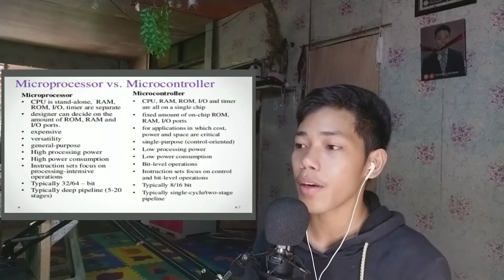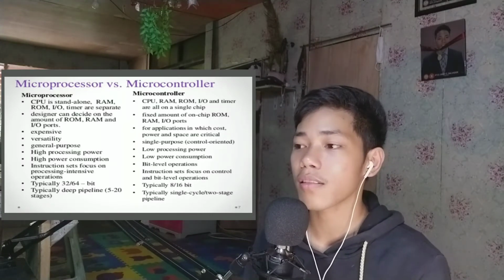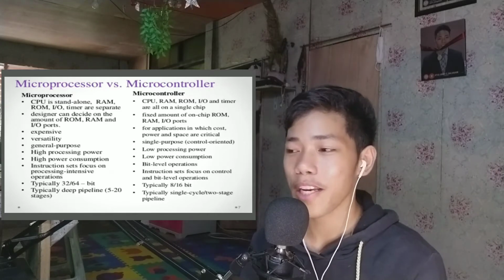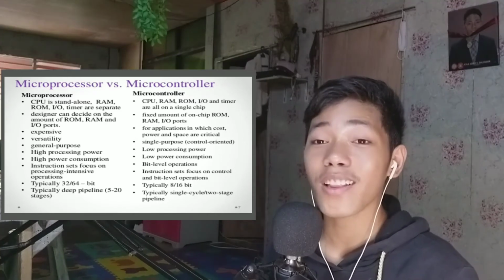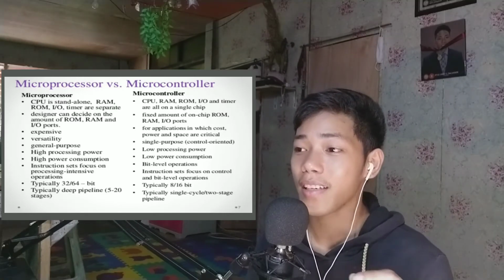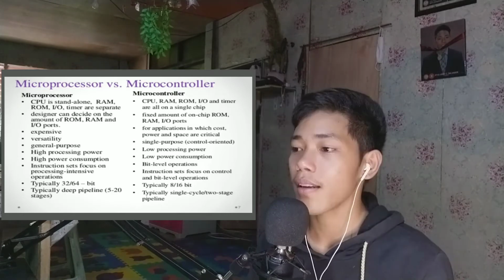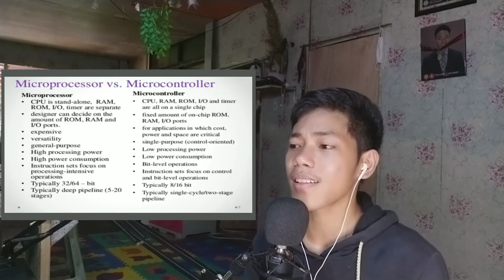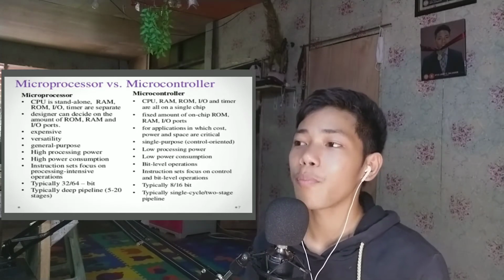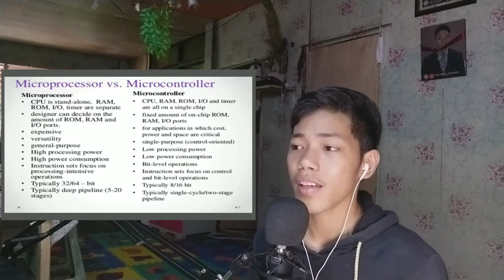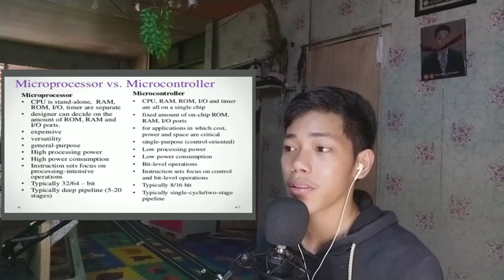Bit-level operation: the instruction set focuses on control and bit-level operation. Typically 8 to 16 bit, not like the microprocessor, which is 32 or 64 bit. Lastly, typically a single cycle, two-stage pipeline. We can see a very big difference just by looking at their power consumption.